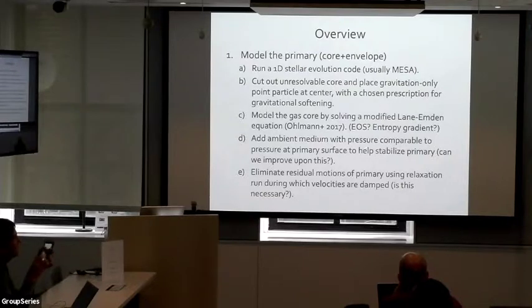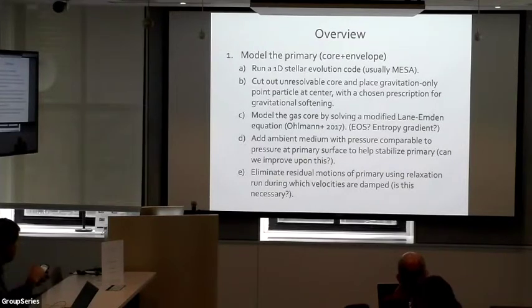We have to add an ambient medium, as was discussed in the last talk, and its pressure. What people do is they make its pressure comparable to the pressure at the primary surface to help stabilize the primary. So basically, what this does is it intercepts the surface of the primary at a certain pressure. It's like you're cutting off the very surface, so that those pressure gradients are smoothed over. So maybe we can improve on this, but that could be the point for the discussion.